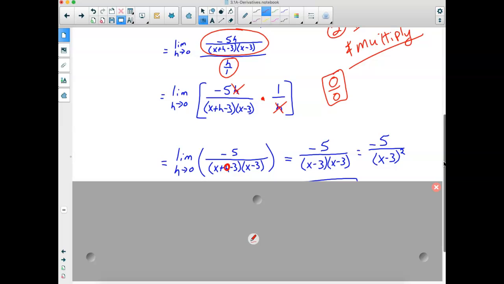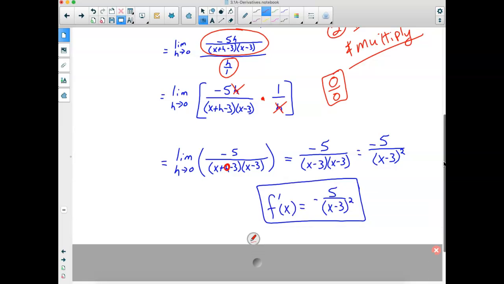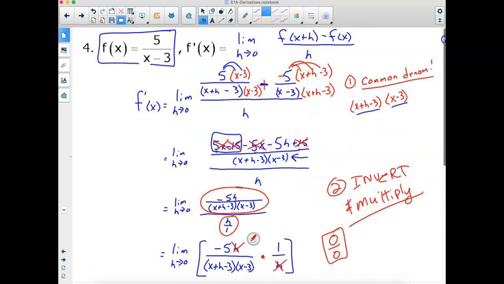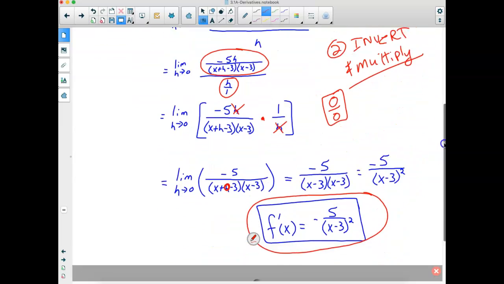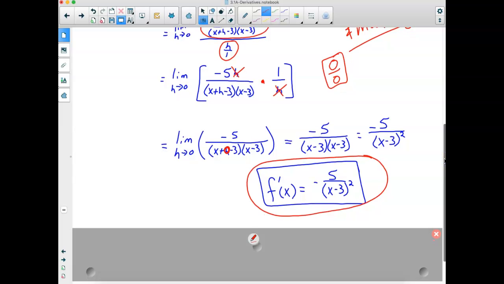Do not do the Wassa-West thing of double distributing that. What you want to do is write it in simplest form and write it as x minus 3 quantity squared. So what did we find out? We found out the algebraic derivative of, what did we have? Of 5 over x minus 3. The derivative of that is going to be negative 5 over x minus 3 squared.